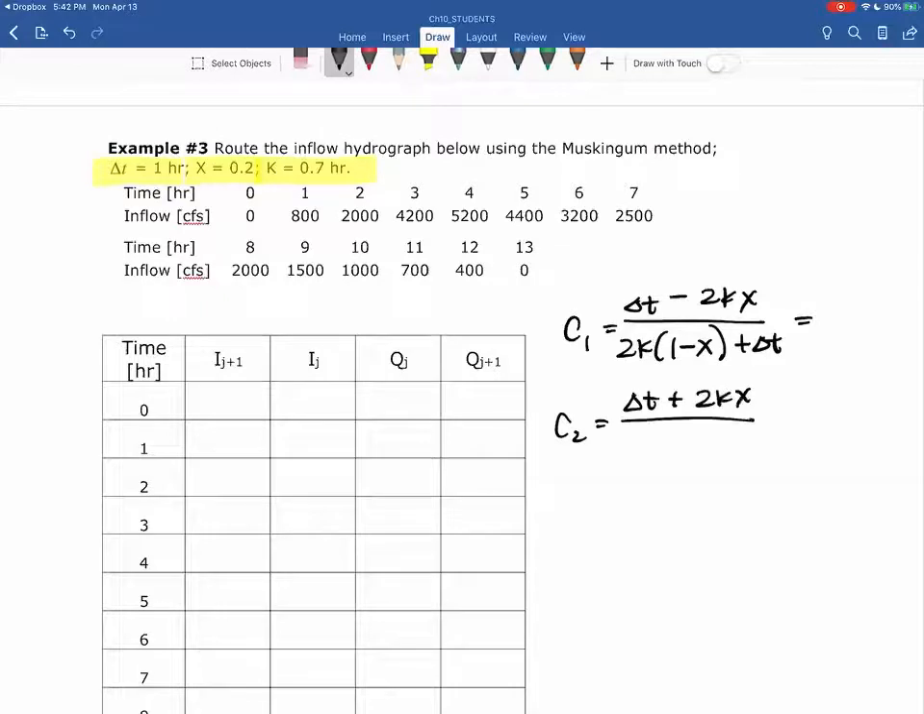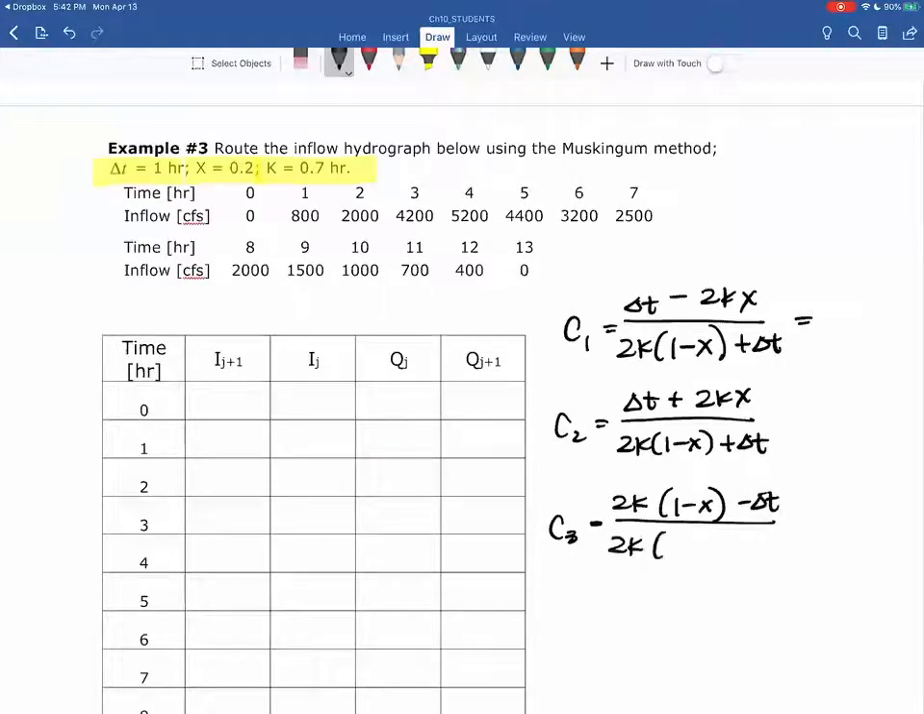What would be helpful is if you calculate the denominator and tell me the number, and I'll write it on the screen, because the denominator for all of these is going to be the same. 2K(1 minus X) plus delta T. All right, the denominator is 2.12. So then give me the C's.